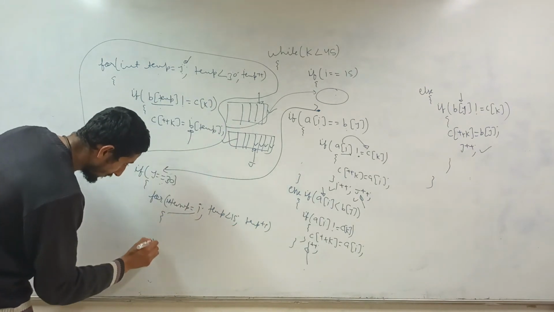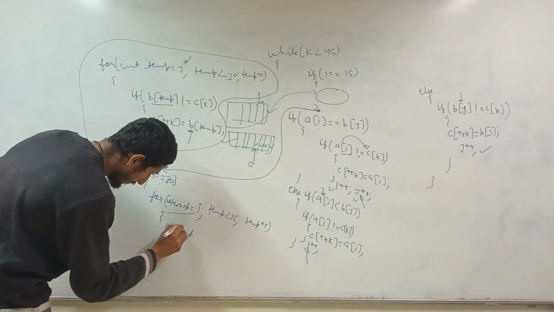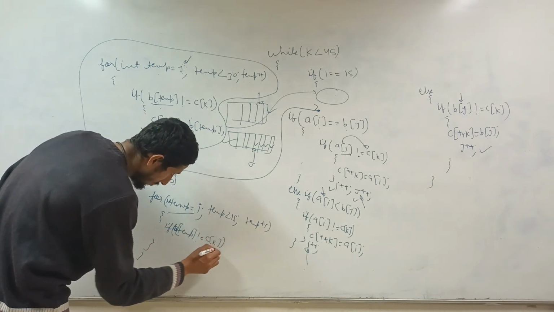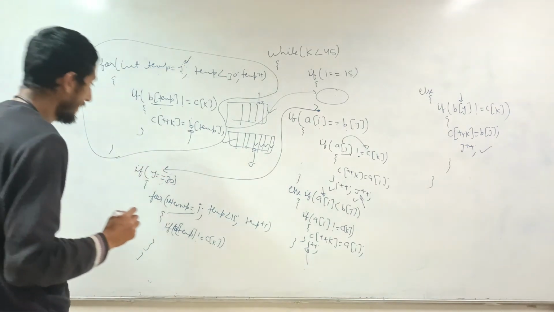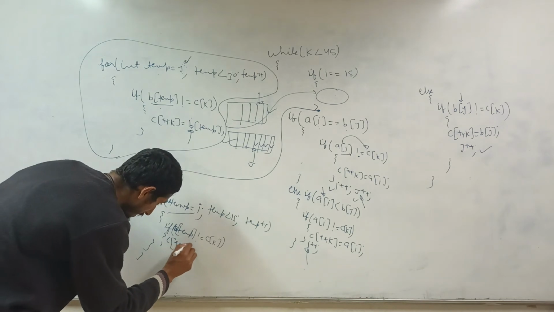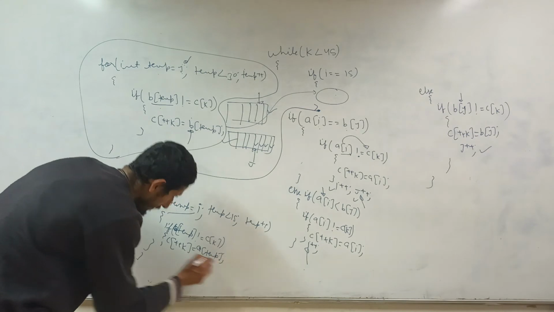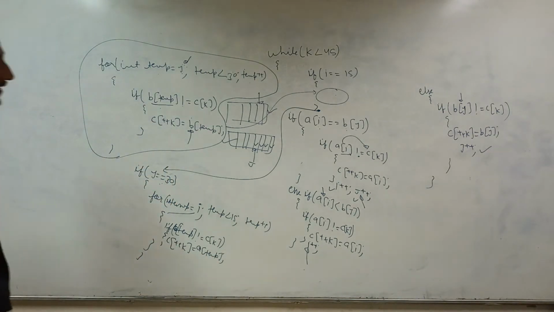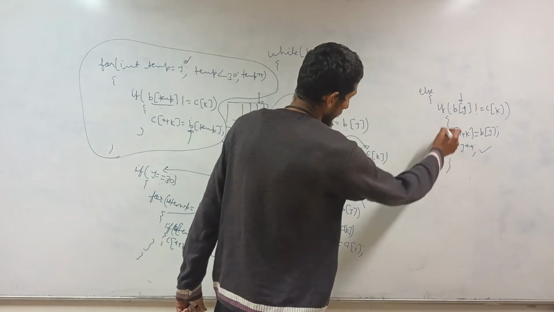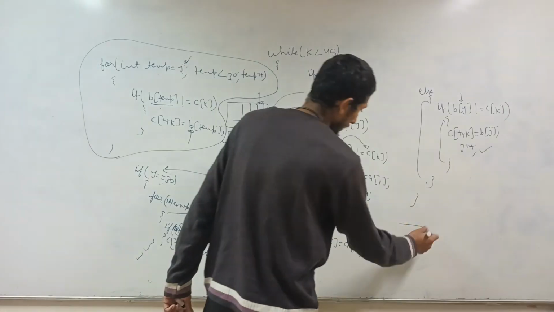Okay, let me write the if condition: if A[temp] is not equal to C[k], then you have to copy the element. How can we copy that? C[k++] = A[temp]. Okay, so you have copied the element, and at the end of this loop, like it is ending here, you can print the array C of k.